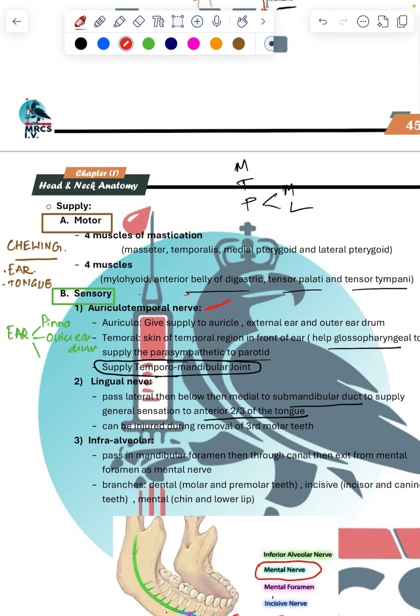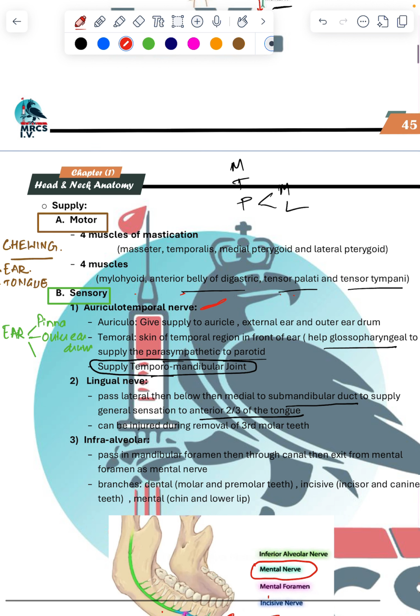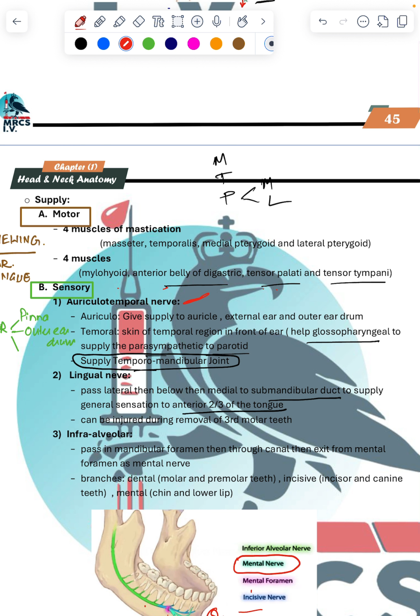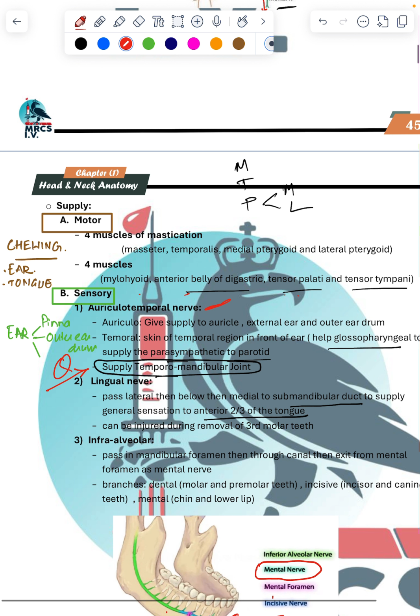Temporal skin, temporal in the front of the ear, and it carries glossopharyngeal parasympathetic fibers to the parotid. It also supplies the temporomandibular joint. This is one of the questions: the TM joint is supplied by the auriculotemporal nerve. Auriculotemporal supplies the ear, the temporal region, and the temporomandibular joint.